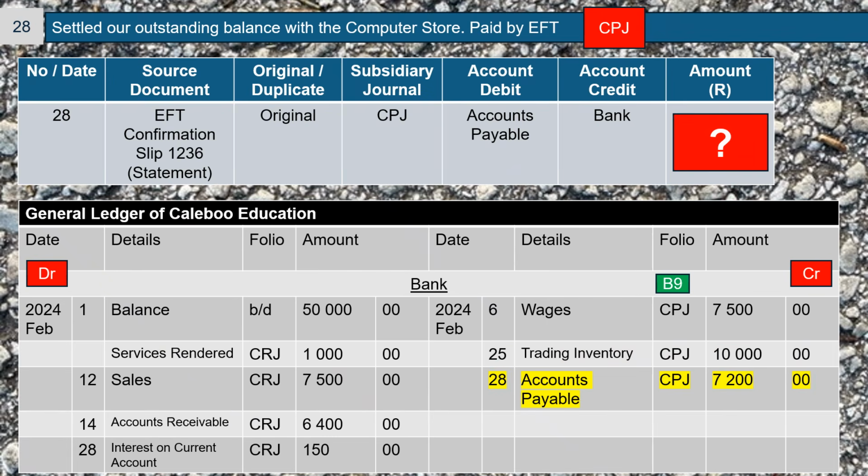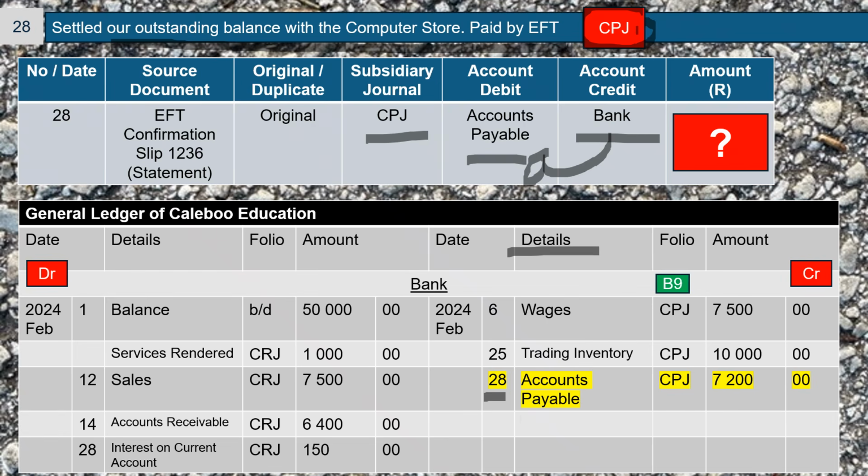Next one. Now we are going to pay a supplier, and they say settled our debt with a computer store, paid by EFT. Our bank balance is going to go down. Cash payments journal. Subsidiary journal, there it is. Cash payments journal. The account that is debited is accounts payable. Bank is credited. So on the 28th, under details, the contra account to bank is accounts payable.